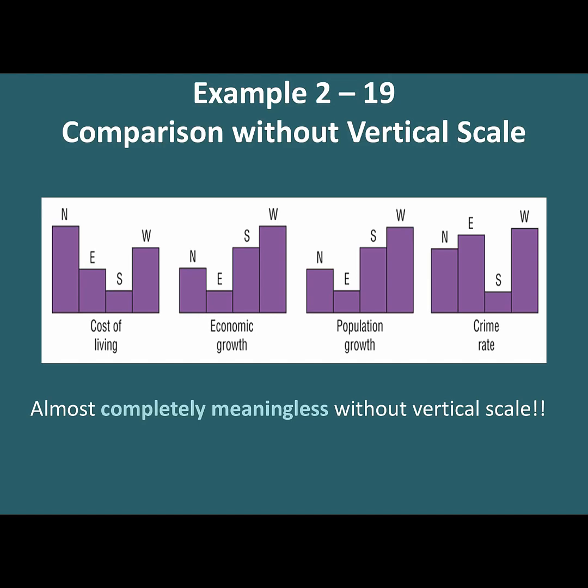Secondly, let's say that we had no vertical scale, as you can see here. And perhaps NESW could possibly mean northeast, southwest of a certain town, that the cost of living in the north is a lot more expensive perhaps, but the economic growth may not be so great. And the population growth in the east is much lower than elsewhere, and the crime rate is off the charts in this case. But without a vertical scale, these graphs are almost completely meaningless.